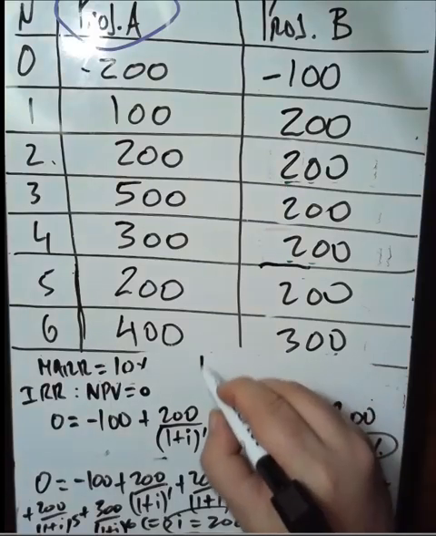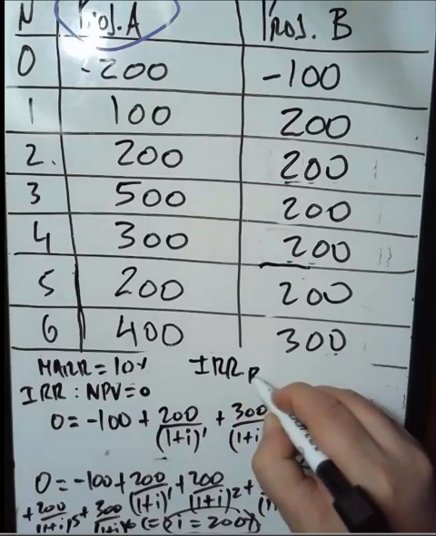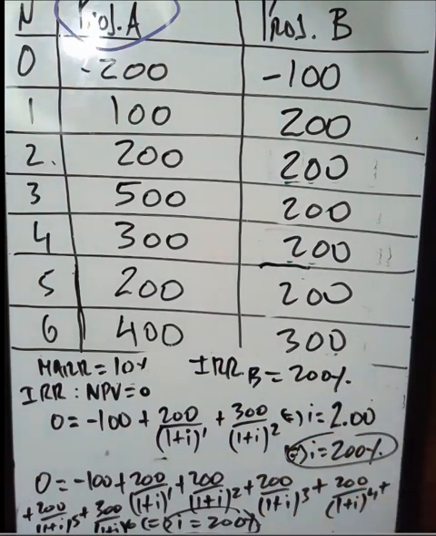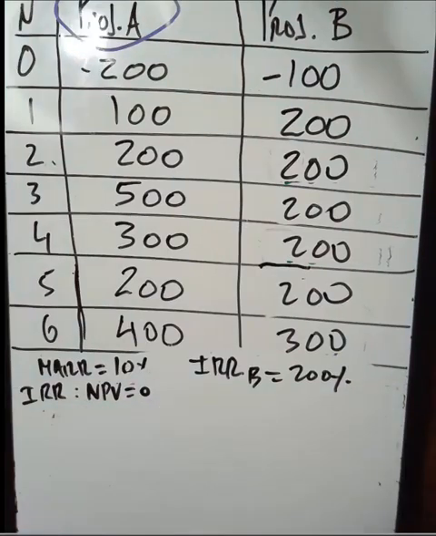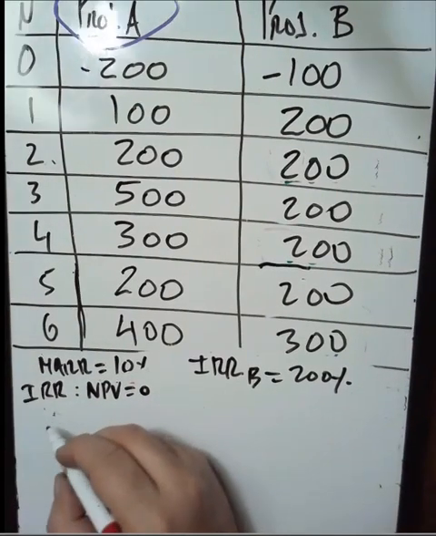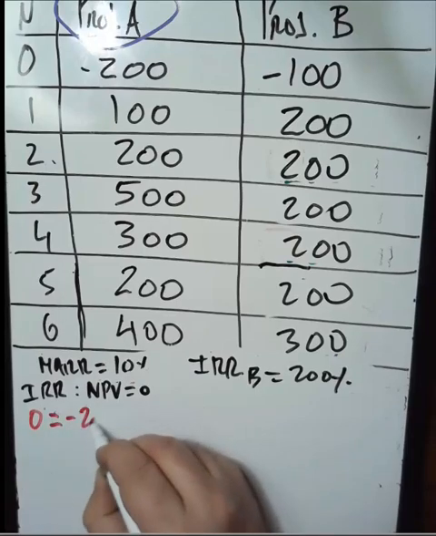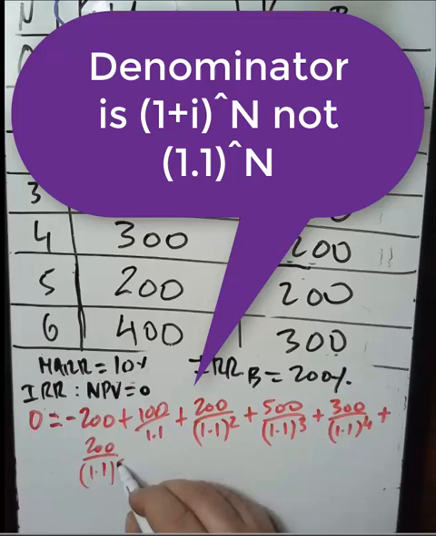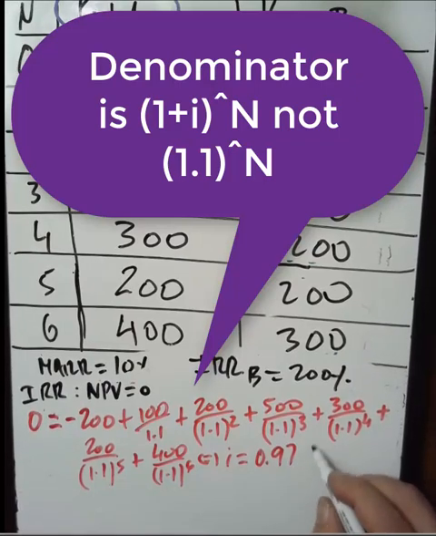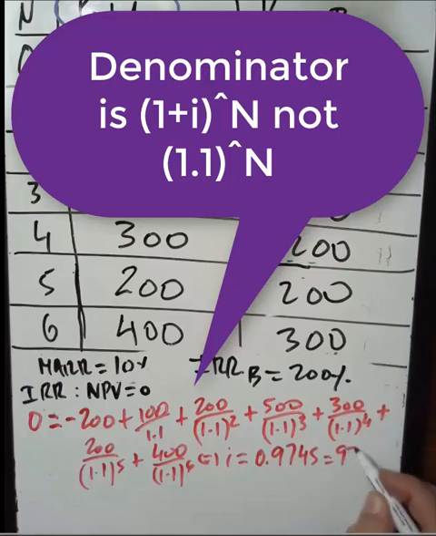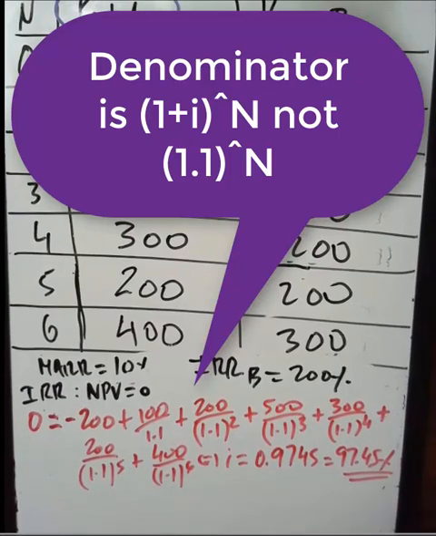So we found out that the internal rate of return for project B was 200%. Now let's look at the internal rate of return for project A. So for project A, let's make it a different color, it would be 0 equal to negative 200, and you'll get that the interest rate would be 0.9745, the same is to say 97.45%.